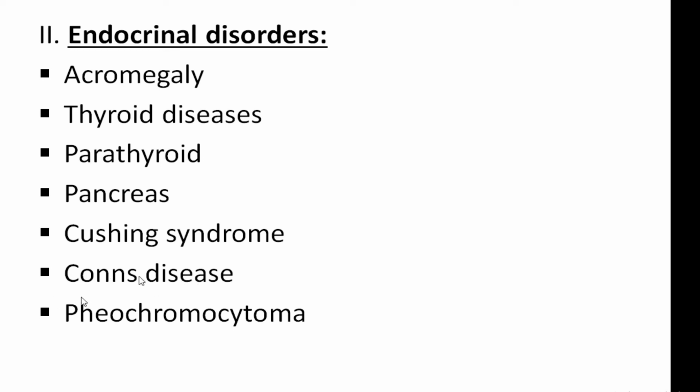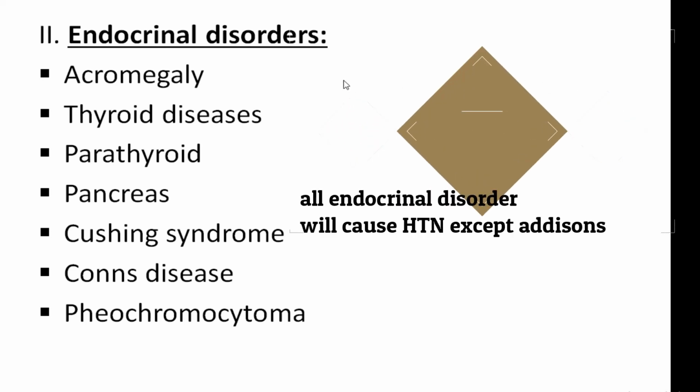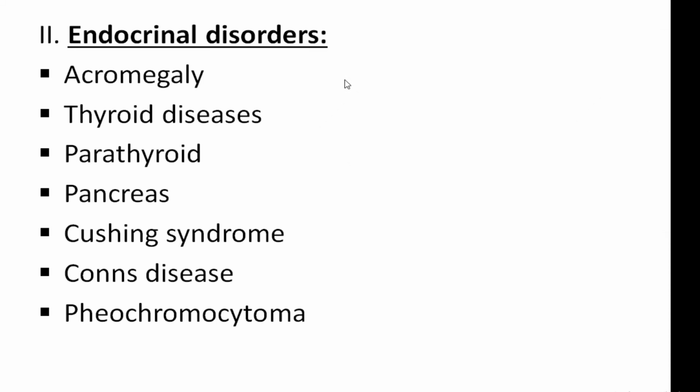Next one in endocrinal disorders is pheochromocytoma. It is basically a tumor of adrenal medulla, and adrenal medulla's activity is increased, and it releases adrenaline and noradrenaline, and that results in episodic hypertension. There's a point to note that all endocrinal disorders will lead to hypertension except Addison's, because in Addison's there is hypofunctioning of adrenal cortex, that is decreased cortisol levels, decreased androgen levels, and decreased aldosterone levels.